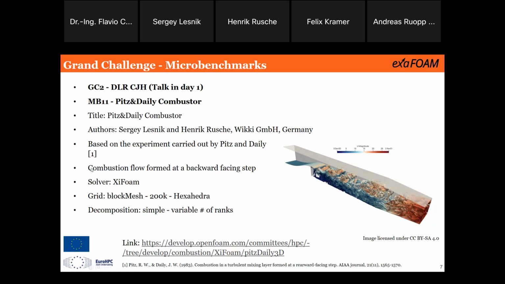In this test case, the combustion flow is formed at the backward-facing step, at the shear layer formed at the backward side of the step. They use the turbulent combustion XiFoam solver so far, and the mesh is generated with blockMesh, 200,000 hexahedral elements. And they have used a simple decomposition method with a variable number of ranks.